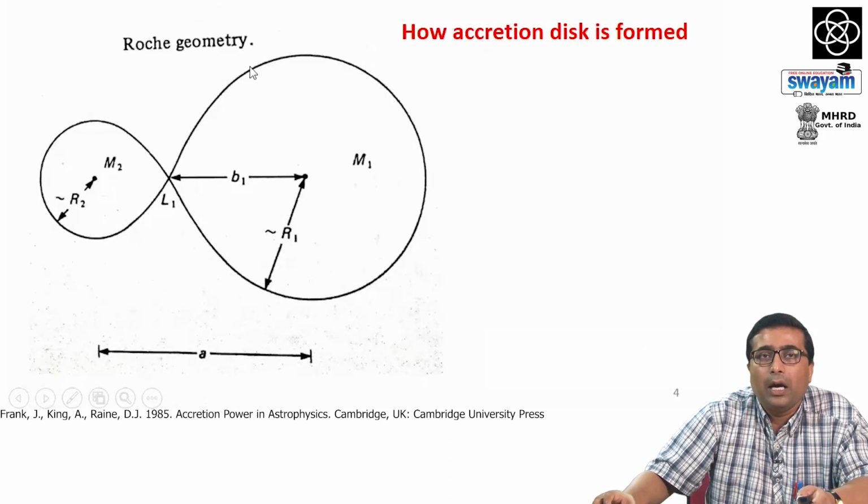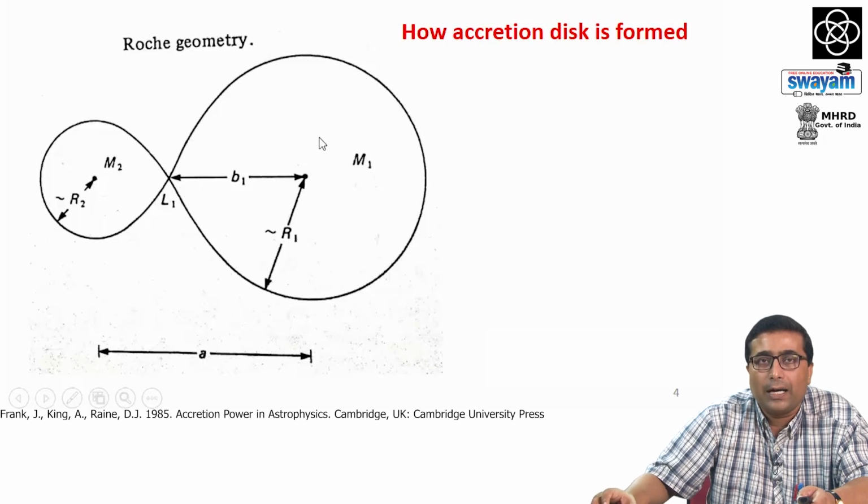Now, here I show only the Roche lobe of both the stars. This is the Roche lobe of the secondary star, it is filled up by the secondary star and matter is flowing towards the primary star, and an accretion disk is finally formed. How is that disk formed? I will say a few words about that now. Note that this b1 is the distance between the inner Lagrange point L1 and the primary star.